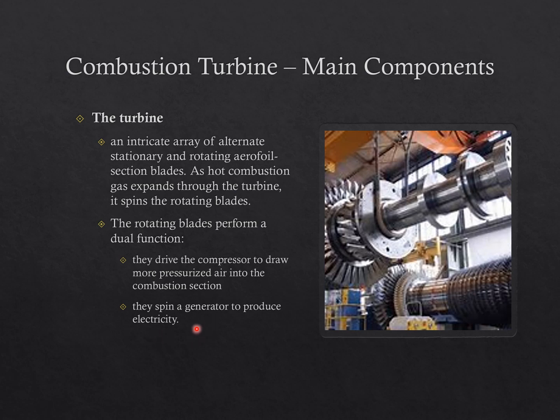The generator's function is to produce electricity, turning mechanical energy into electrical energy. Electricity is nothing but moving another type of smaller particles, your electrons. Then the second function of your blades, the rotating blades: that mechanical energy we use to drive the compressor, to draw more air into the combustion chamber, so you can continuously generate the mechanical energy to run the generator.